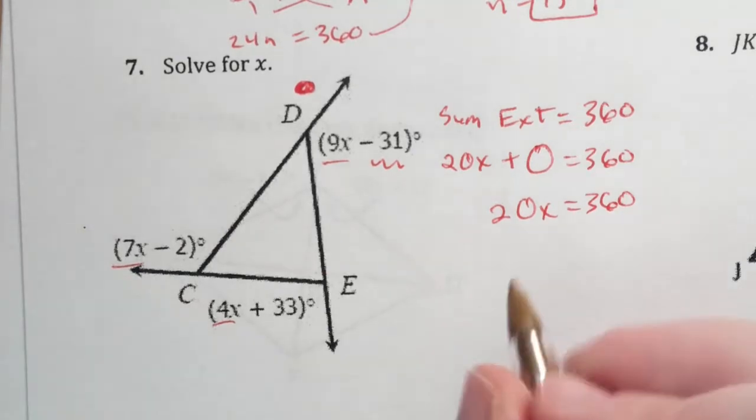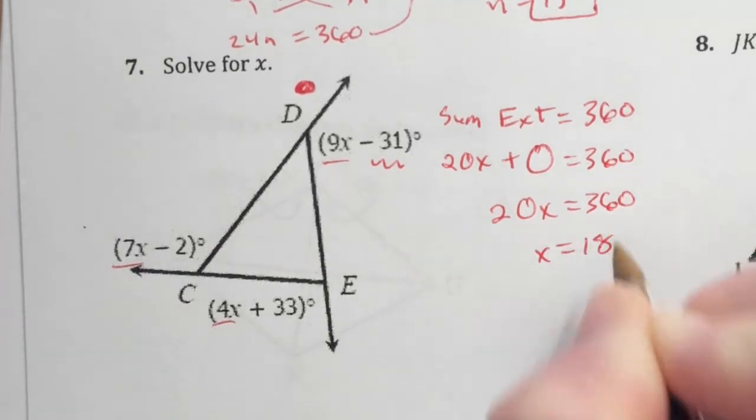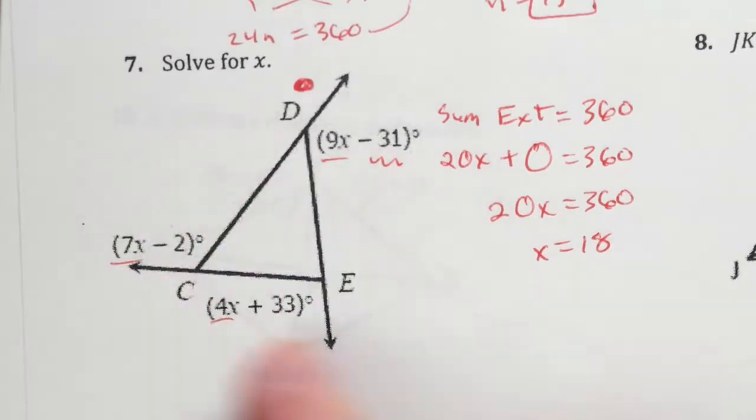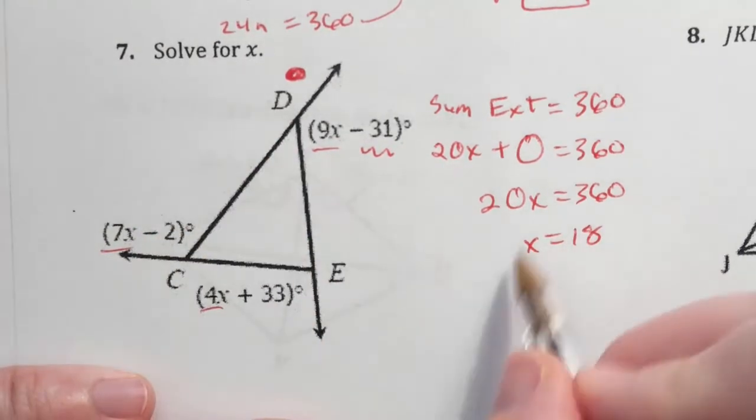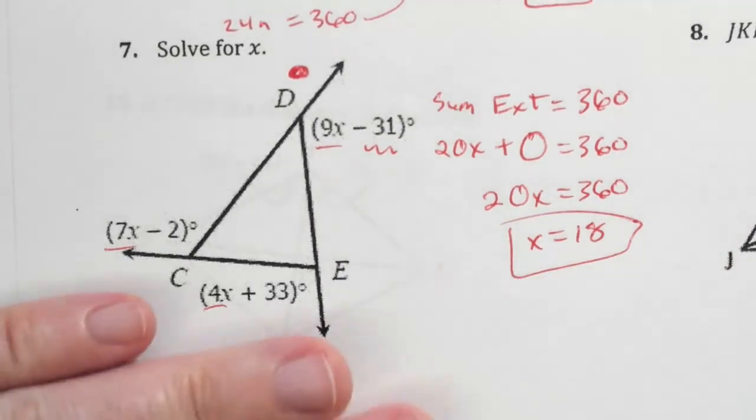Divide by 20, and we get x is equal to 18. And that's what they wanted. But you should probably plug it in just to double check, because they might ask for one of these random angles. But that's our answer. So x is equal to 18.